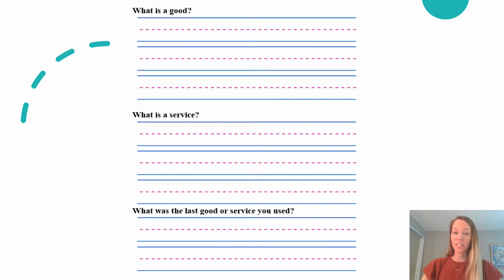Our last question says, what was the last good or service you used? So some examples. A good could be food from a grocery store, or a service could be paying someone to deliver you food. Maybe you thought of a different example. Go ahead and write it down. You can pause the video if you would like and take a minute to write it down.